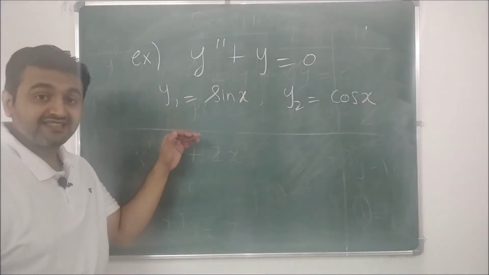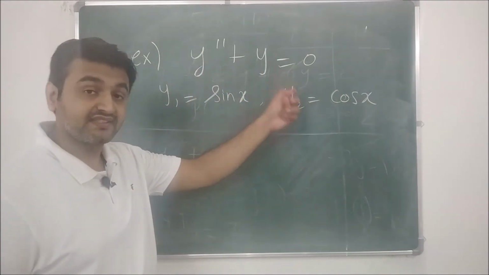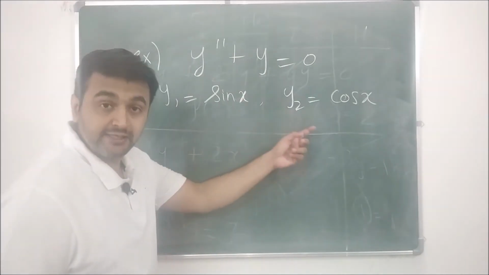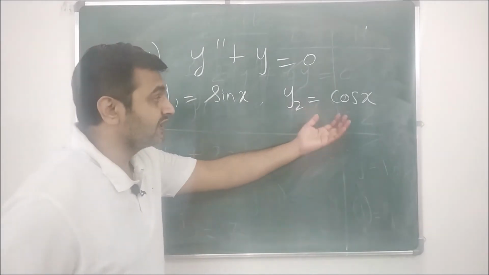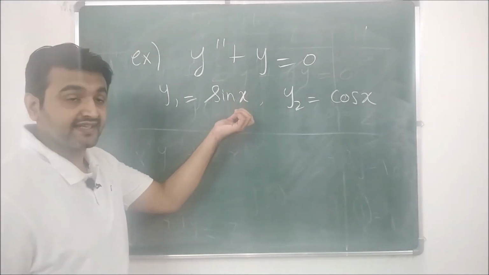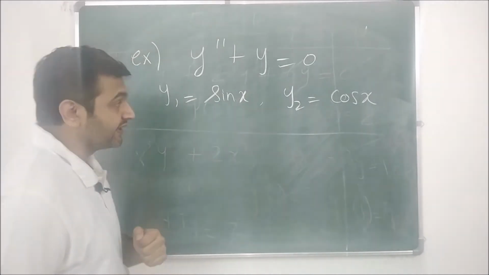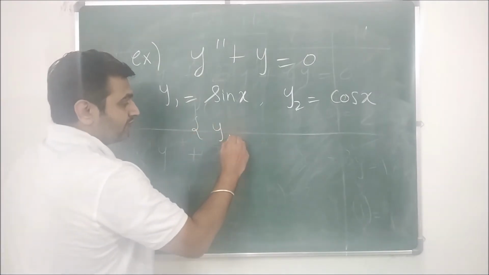Now let's take this example, y double dash plus y equals 0. You can check that sin x and cos x are solutions of this differential equation. Moreover, these two are linearly independent, right? Because sin x is not a multiple of cos x. You cannot multiply cos x by some number and get sin x. So they are not multiples of each other, hence they are linearly independent. Therefore y1 and y2 form a basis.